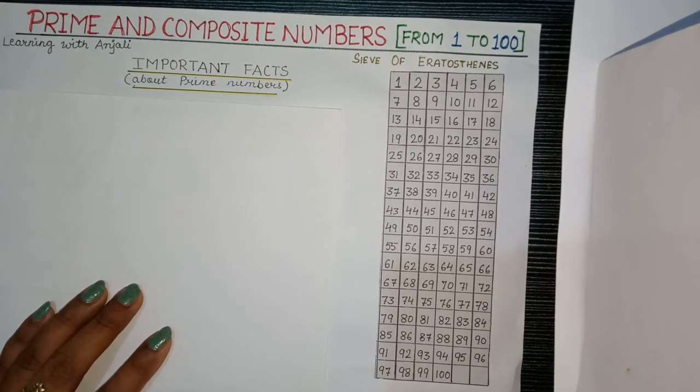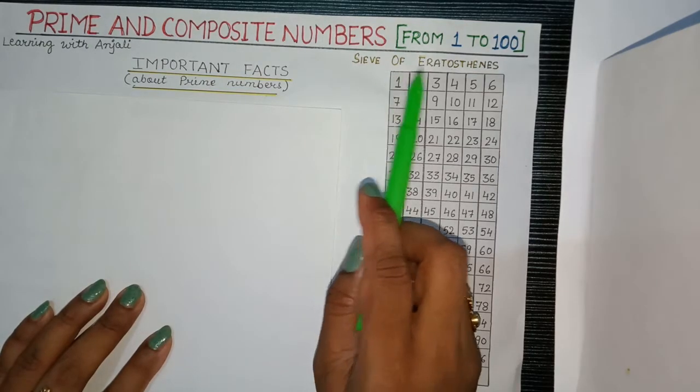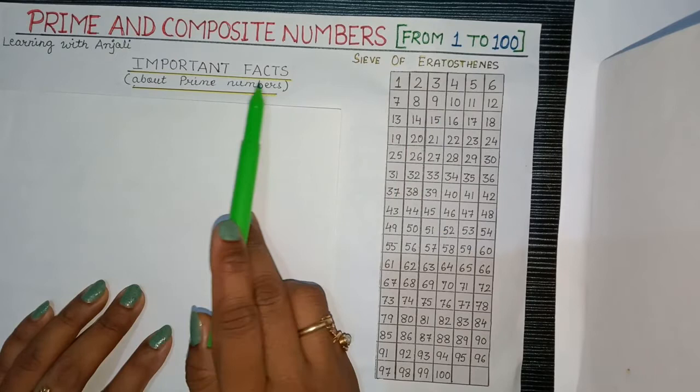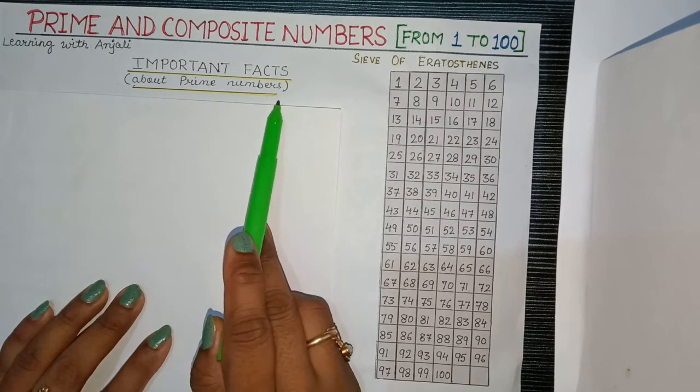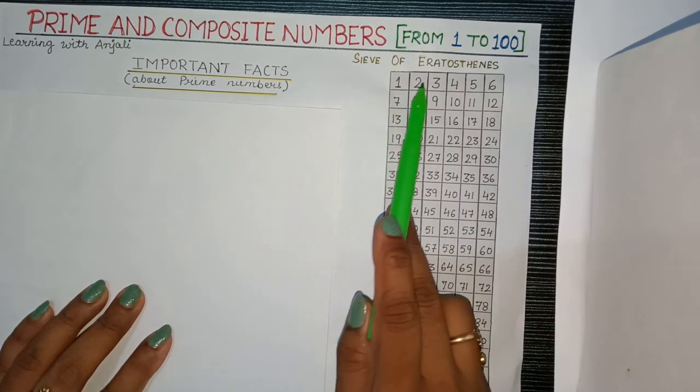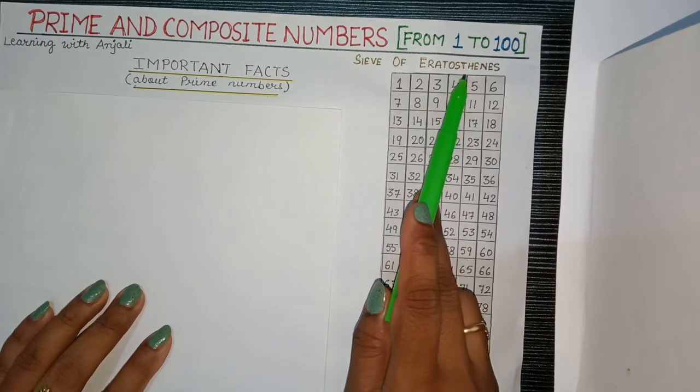A method for finding the prime and composite numbers from 1 to 100 was found by the Greek mathematician Eratosthenes. In this session, we will discuss the sieve of Eratosthenes and some important facts about prime numbers. Let us start with the sieve of Eratosthenes.